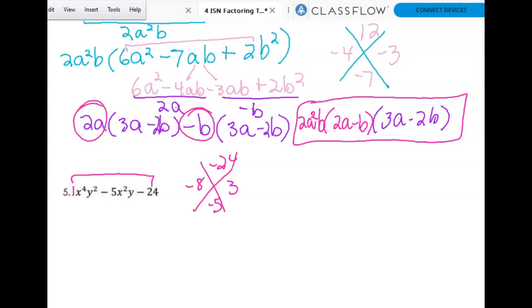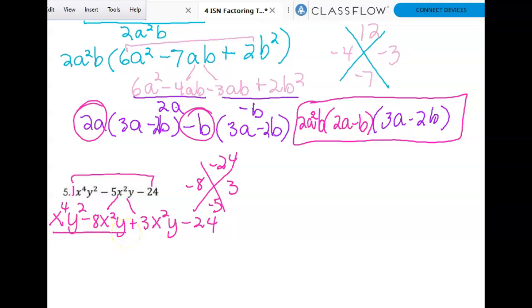Okay, so now these have to go here. Does it matter if it's x squared y? It doesn't matter. So I'm going to take minus 8x squared y plus 3x squared y minus 24. So is everybody good here? Am I good here? All right.